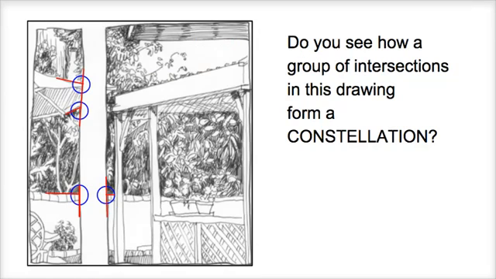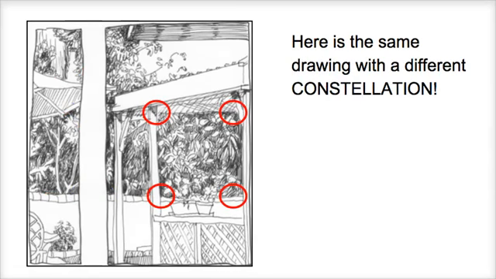Now in this drawing, do you see how a group of intersections form a constellation? It'll be different constellations depending on what you're looking at. This is the same drawing as the one before, but now I'm looking at a different group of constellations. If I need help in drawing this area, I would focus on this constellation. If it was the other area, I'd use that constellation. They're visible patterns that guide your eye and hand in drawing the world you see.